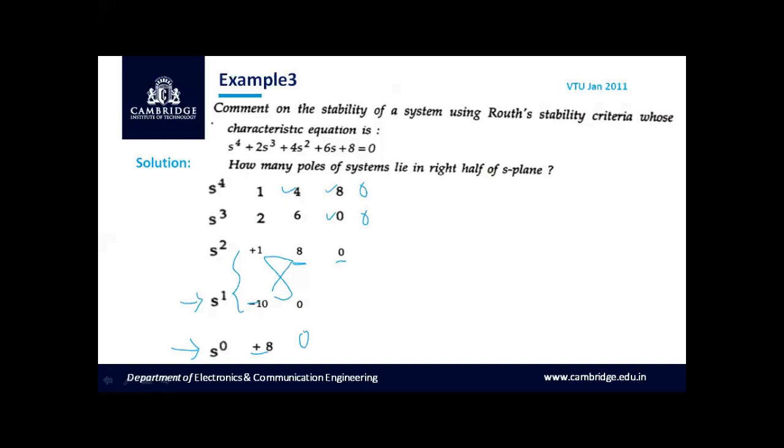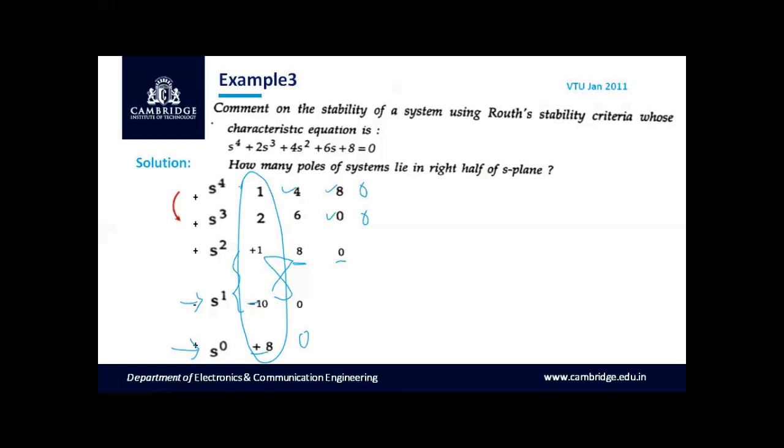So if you look at the first column, we can represent the sign for the first element as plus, second element is plus, and the third element is plus, and the fourth element is negative here minus, and the fifth element is plus. Now we have to keep on inspecting whether there is any sign change when we move from the first element towards the last with respect to the first column of the Routh array.